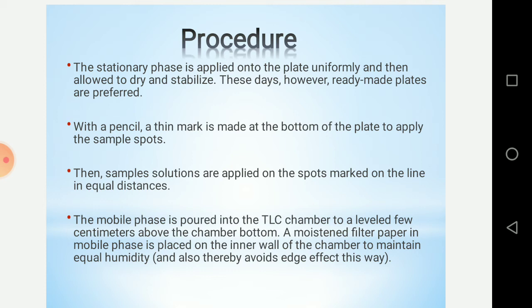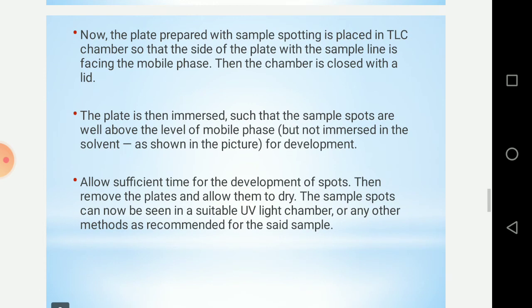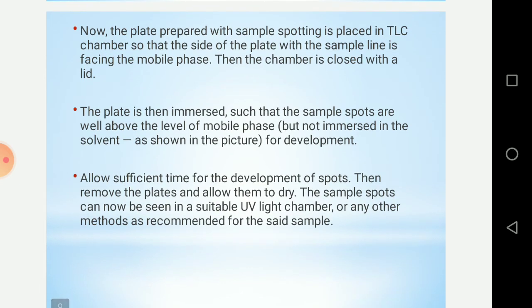The mobile phase is poured into the TLC chamber to a level a few centimeters above the chamber bottom. A filter paper moistened in the mobile phase is placed on the inner wall of the chamber to maintain equal humidity. Now the plate prepared with the sample spotting is placed in the TLC chamber, so that the side of the plate with the sample line is facing the mobile phase, then the chamber is closed.